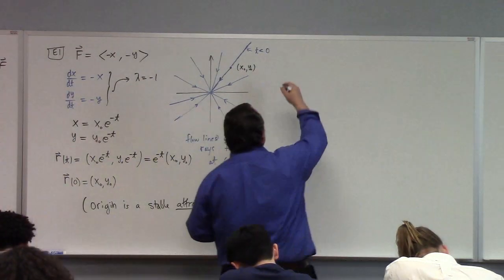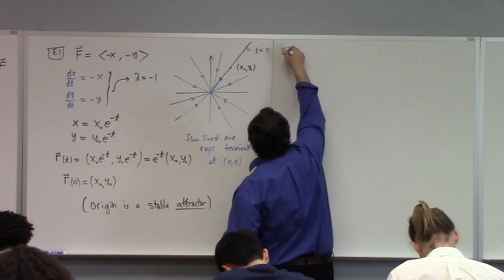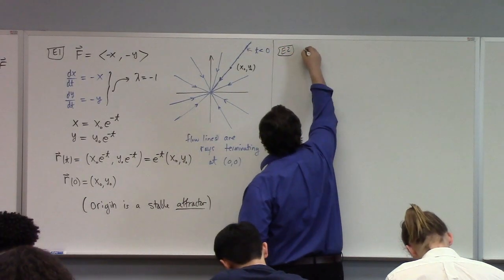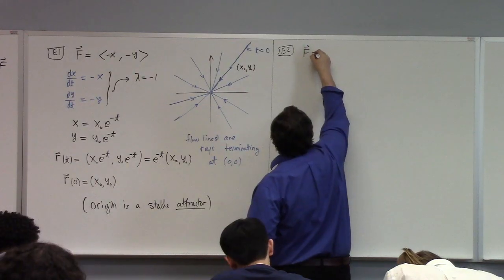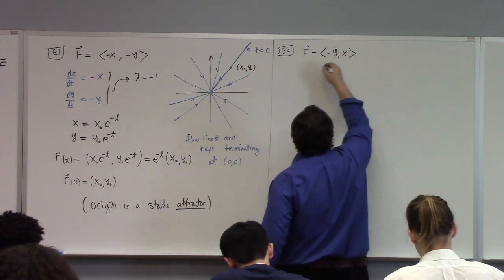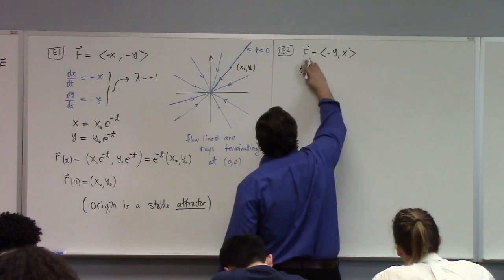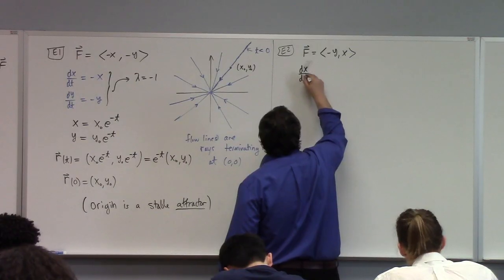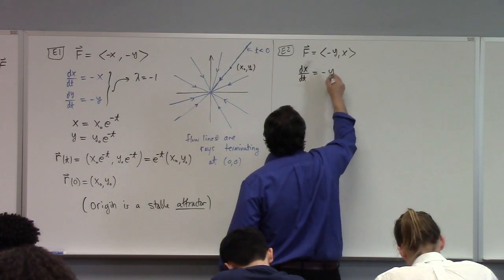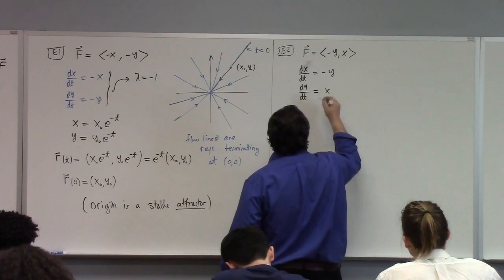Example 2. What if we're up against the vector field F equals, oh, I don't know, minus y comma x. In this case, we're trying to solve dx/dt equals minus y and dy/dt equals x.